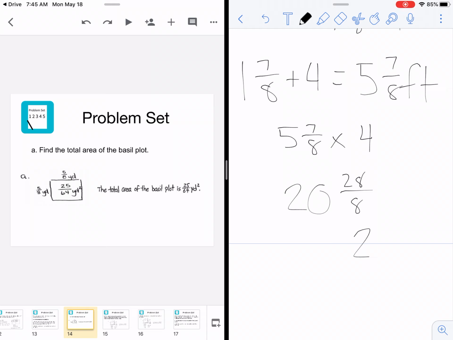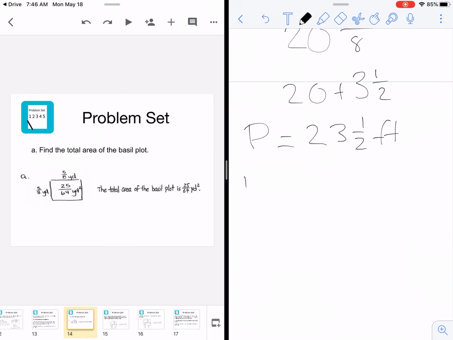8 goes into 28. 8 times 2 is 16. No, 3 times. 24. So 3, 24, and 1/2 or 4/8. So 1/2. So 20 plus 3 and 1/2 is 23 and 1/2 feet. So the perimeter is 23 and 1/2 feet. And you write your statement.